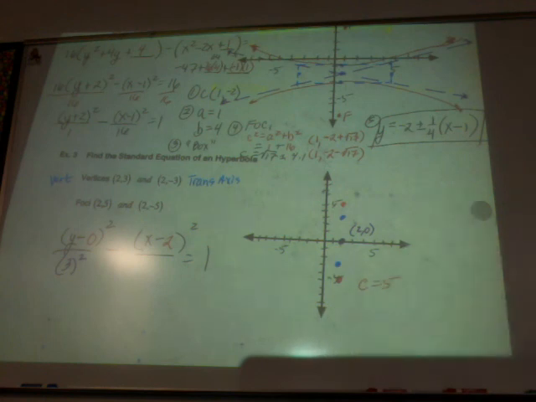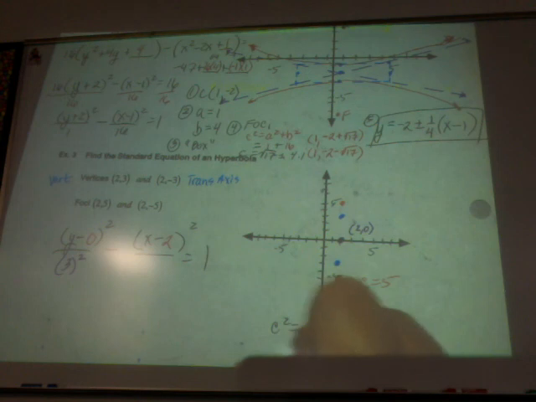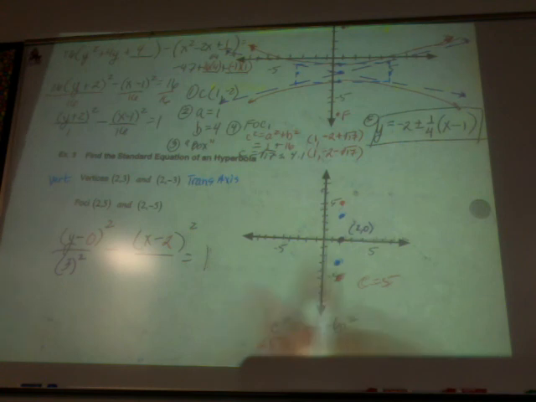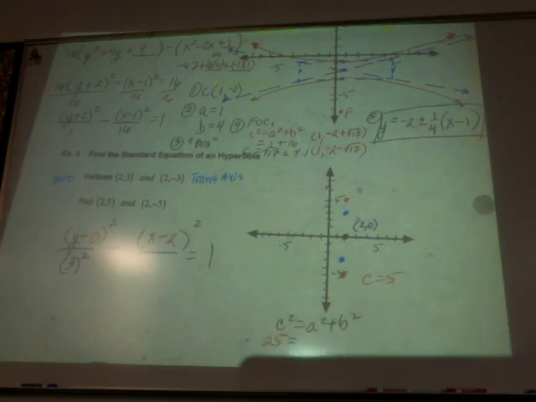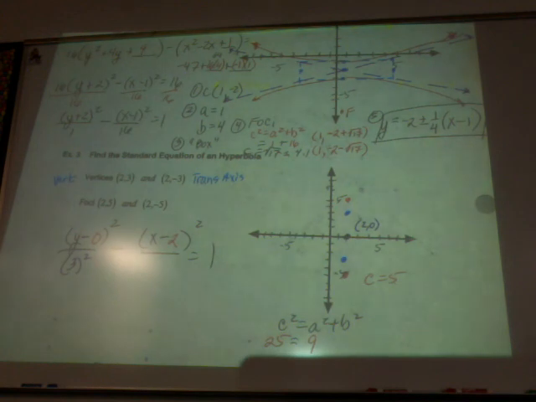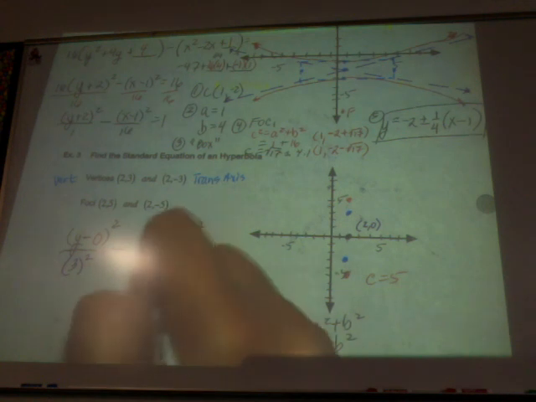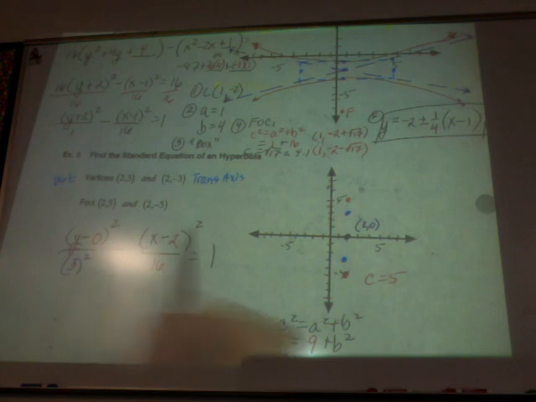So let's find B. So C squared is equal to A squared plus B squared. So C squared is 25, right? What's A squared? 9. Plus b squared. B squared is equal to, what's 25 minus 9? 16. Do I really have to find b? No reason to, right? So we're going to take that and put it underneath here, and then we're almost done. Simplify whatever you can. So don't we just have y squared over 9 minus x minus 2 squared over 16 equals 1.